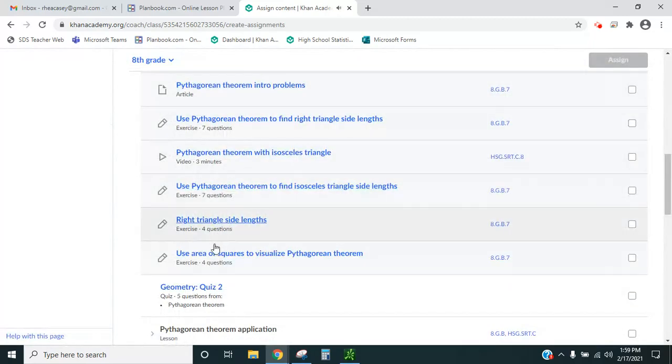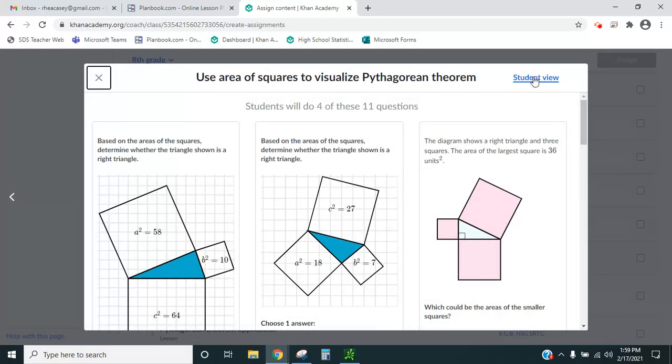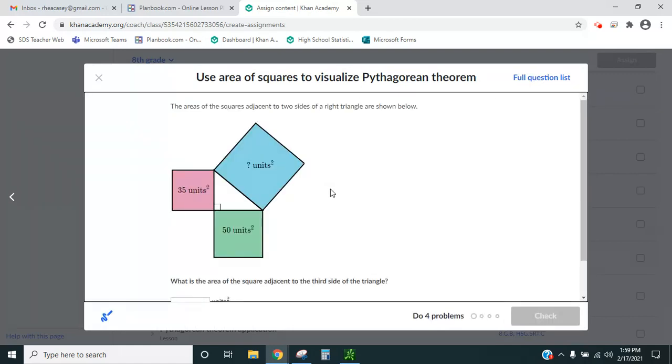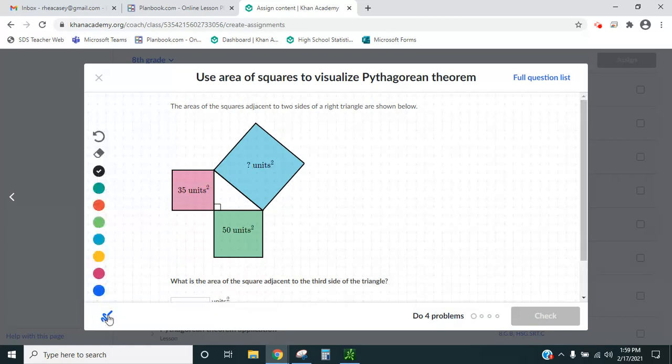All right, the last assignment is going to look like this. It has a bunch of squares, and you're going to do pretty much the same thing. But these are already squared units. It's here to make you visualize a different way to see the Pythagorean theorem. So this is a side that's already been squared because it's talking about the area of the square formed by the side of the triangle here.